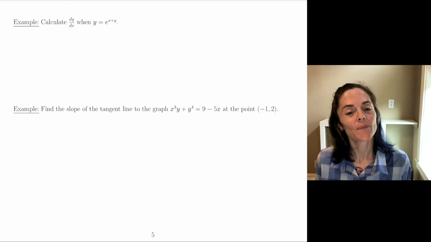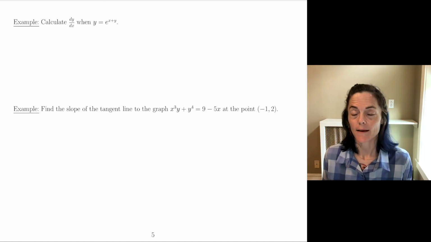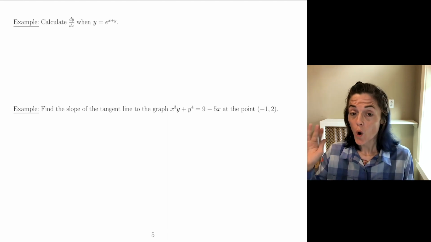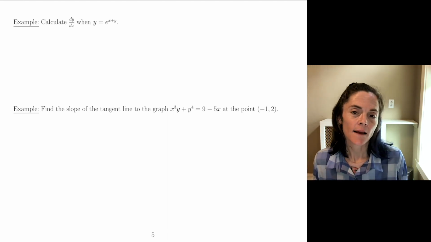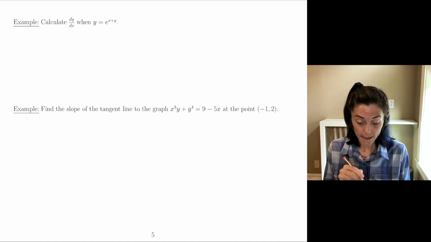Next example, I really have two choices. I could use a property of exponents and do a product rule, or I can just leave it as is and do chain rule. And I think I'll do that. So I will just work with this directly.